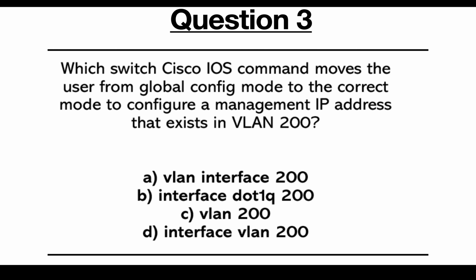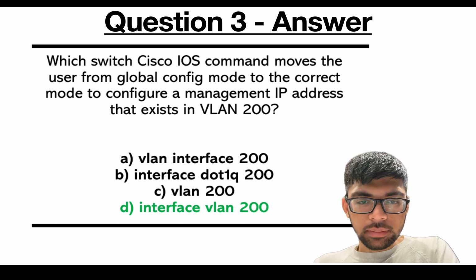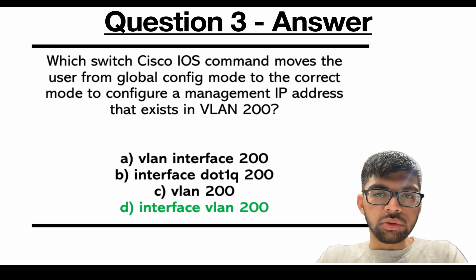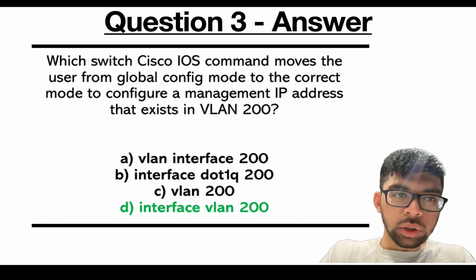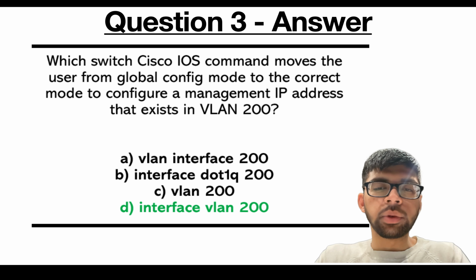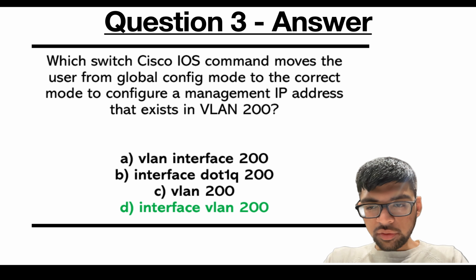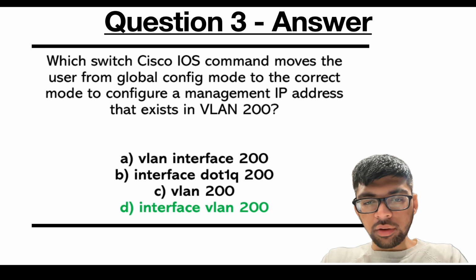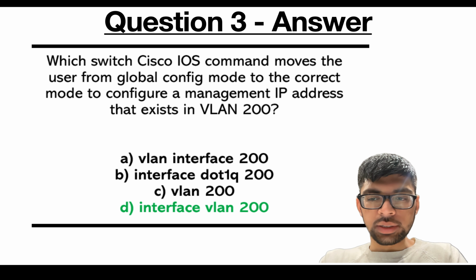Okay, so the answer is D, interface vlan 200. That will move you from global configuration mode to that interface configuration mode so that you can configure the IP address for that interface.